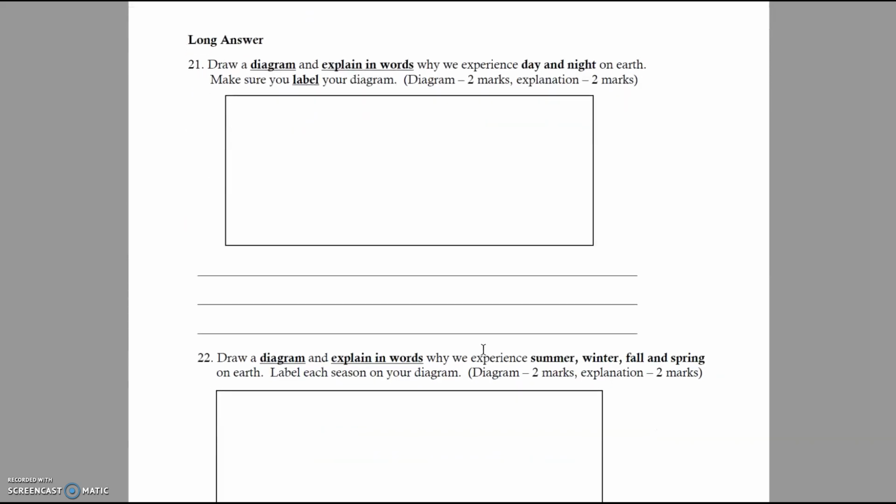Long answer. Draw a diagram and explain in words why we experience day and night on Earth. Make sure you label your diagram. The diagram is worth 2 marks and your explanation underneath is worth 2 marks as well.